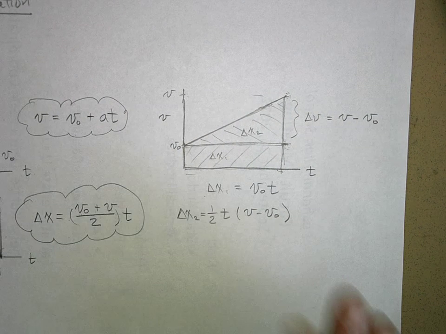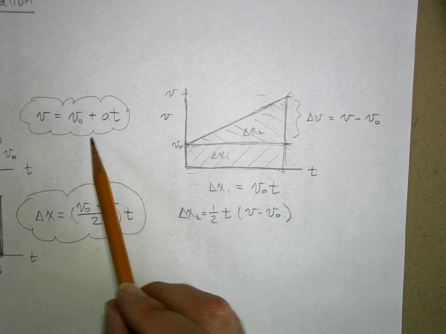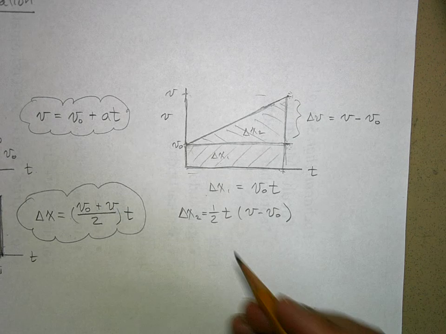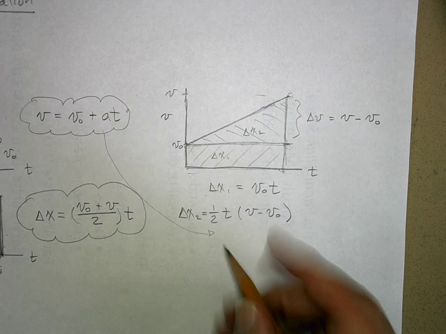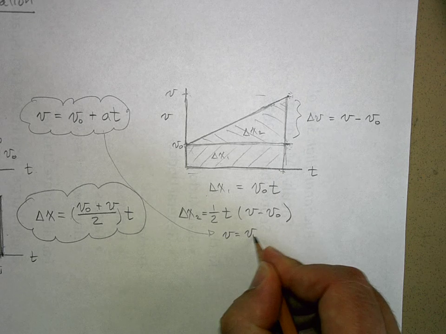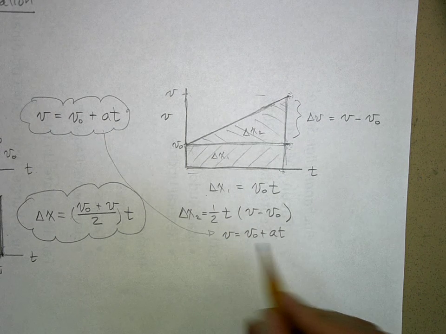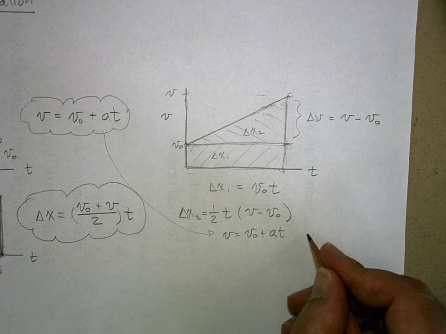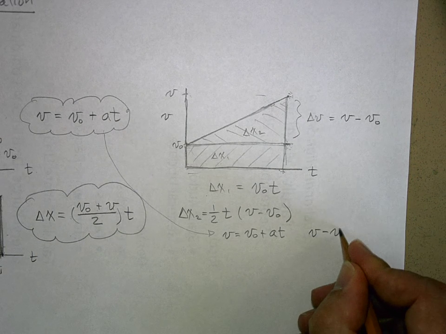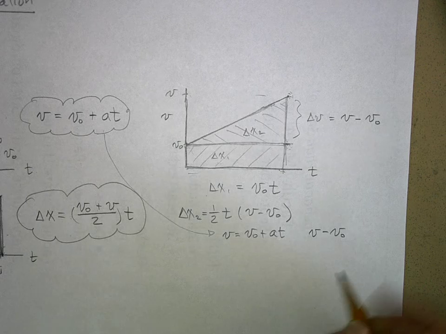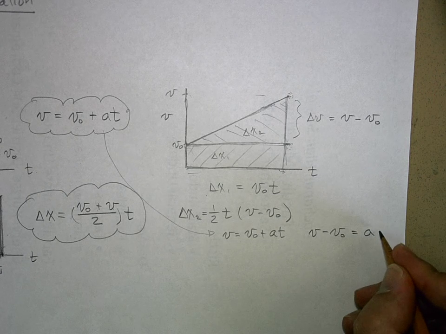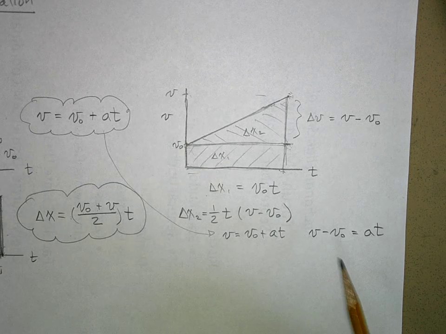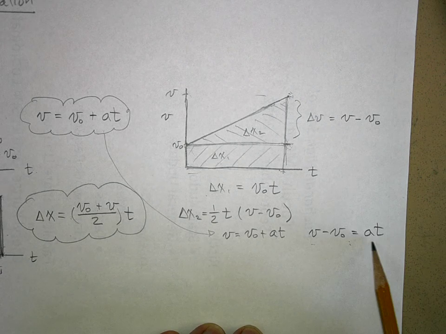Here's the equation I started off with, the equation of the straight line. And what I'm going to do is take this equation, v equals v naught plus at, and subtract v naught from both sides. So what do I get? v minus v naught, that's my change in velocity, is equal to acceleration times time. So my change in velocity is equal to acceleration times time.